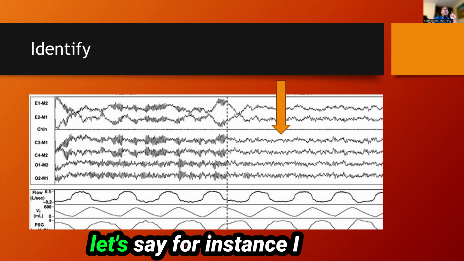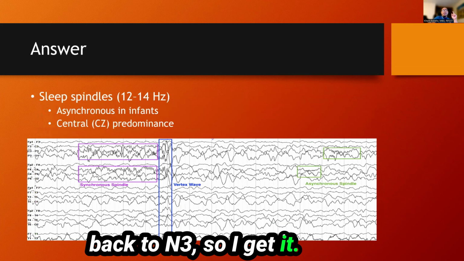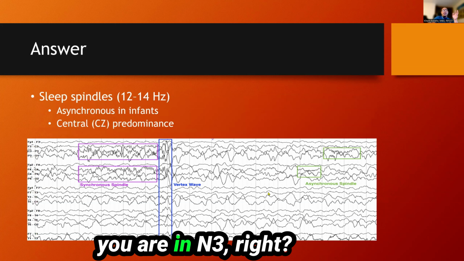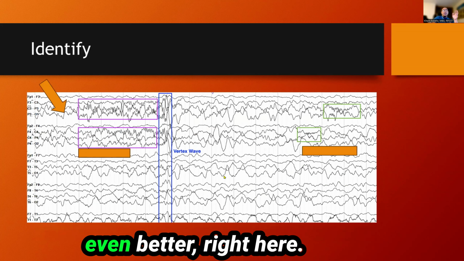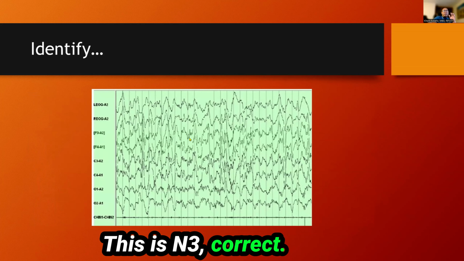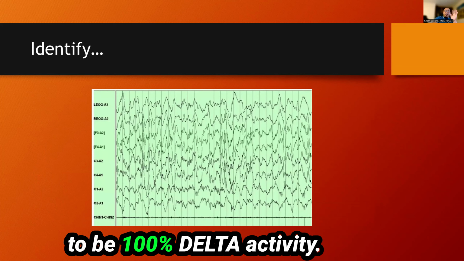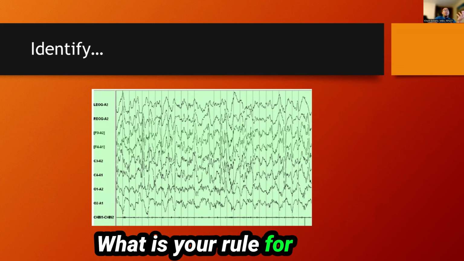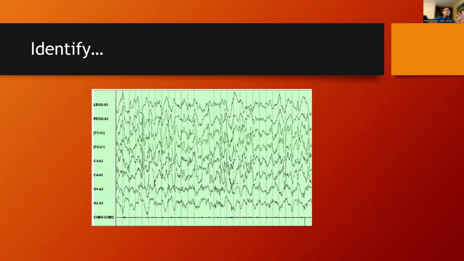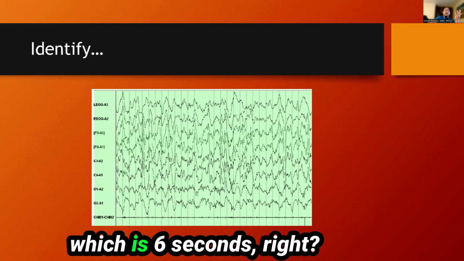Because remember, let's say for instance, I think you're referring back to N3. So I get it. Let's say you are in N3, right? And you see nothing. Oh, even better right here. This is N3, correct? However, N3 doesn't have to be 100% delta activity. What is the rule for N3 identification? It's 20%. Yes, at least 20%. Only 20%, which is 6 seconds, right?